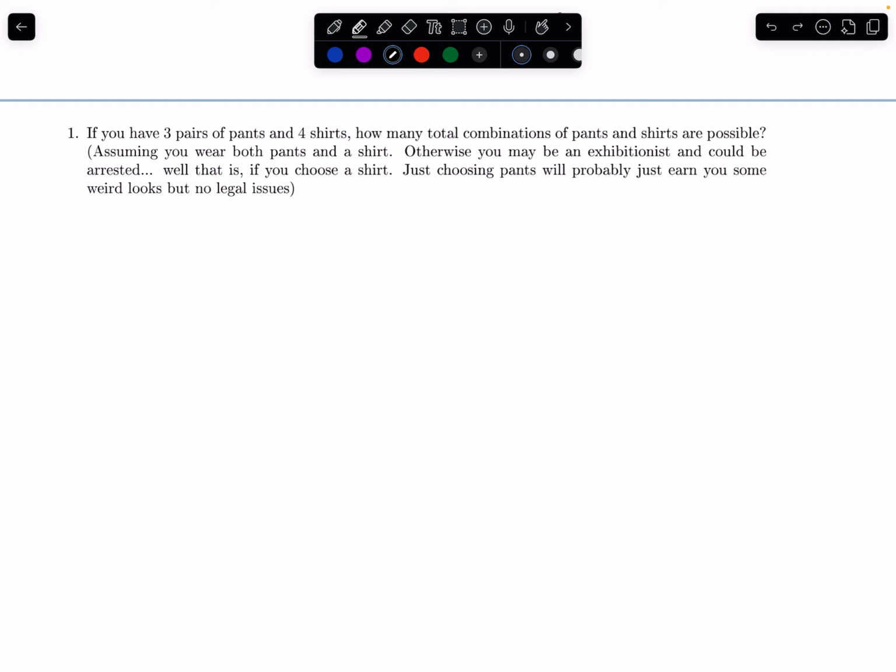The typical example of this counting principle. For some reason, they always like to start with clothes, because I think that's an obvious place to start. Okay, so anyways, you've got 3 pairs of pants.